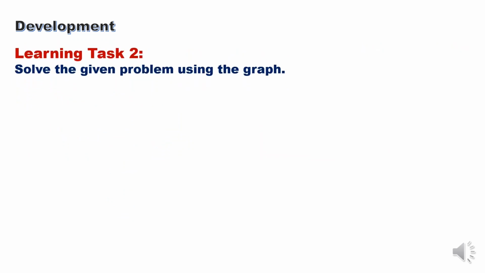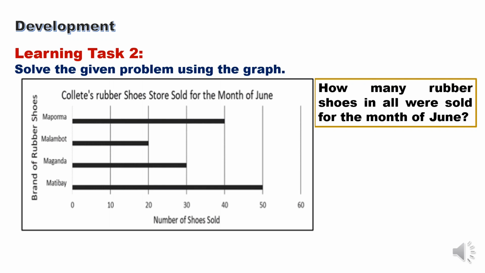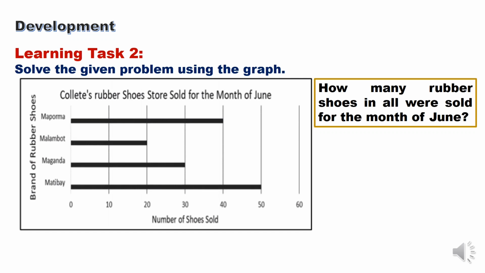Learning task 2. Solve the given problem using the graph. How many rubber shoes in all were sold for the month of June? Number 1. What is asked? Number 2. What operation will you use? Number 3. Give the complete answer.